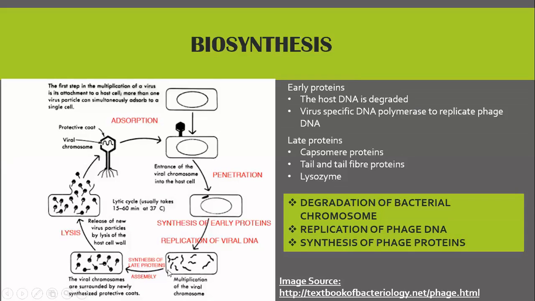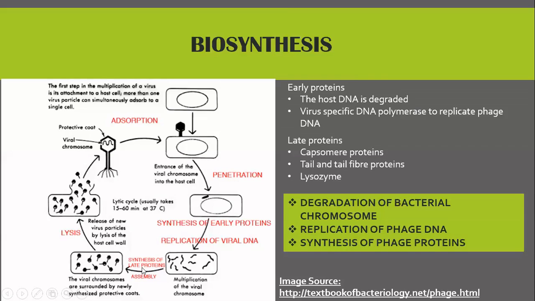So the next process is late proteins have to be synthesized. So that's the next step. Now that the phage DNA is produced, it can be used for transcription and translation to make the next set of proteins. And those are the proteins which are known as the late proteins.